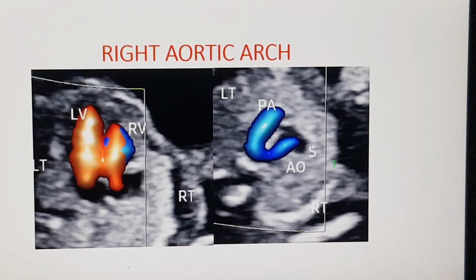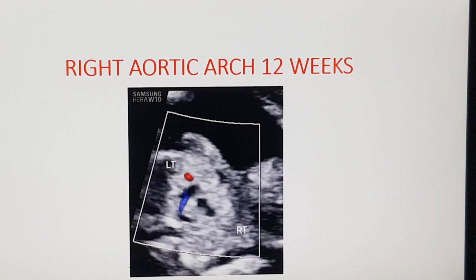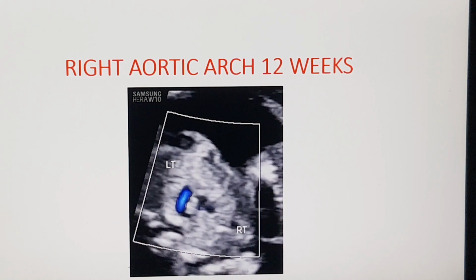So this is the characteristic U confluence, and I have put both the 4-chamber and the 3-vessel tracheal together so that you can see and understand what is the difference between a left aortic arch and a right aortic arch. So that's the cine of right aortic arch at 12 weeks.